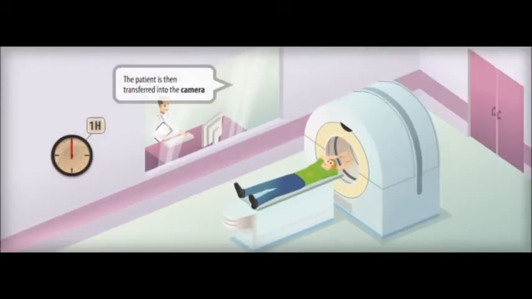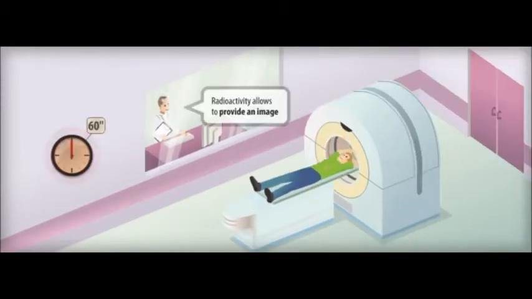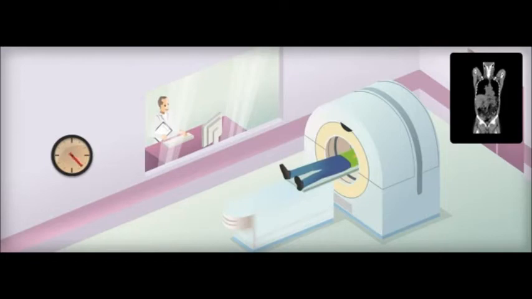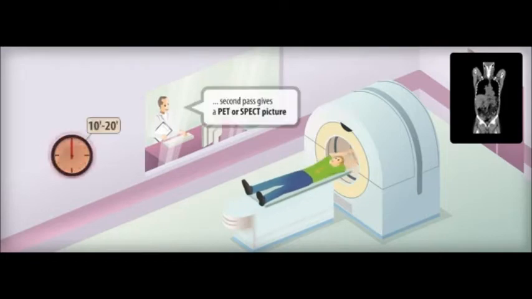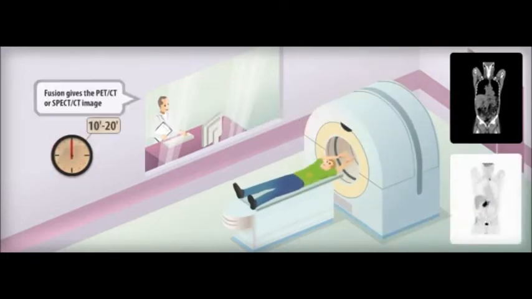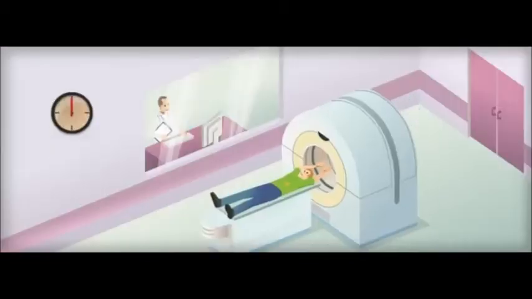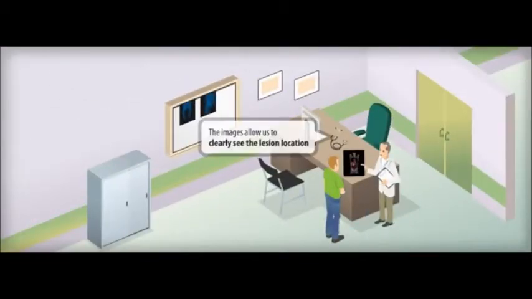The patient is then transferred into the camera. Radioactivity allows us to provide an image. First pass gives an X-ray picture, and second pass gives a PET or SPECT picture. Fusion gives the PET-CT or SPECT-CT image. The images allow us to clearly see the lesion location.